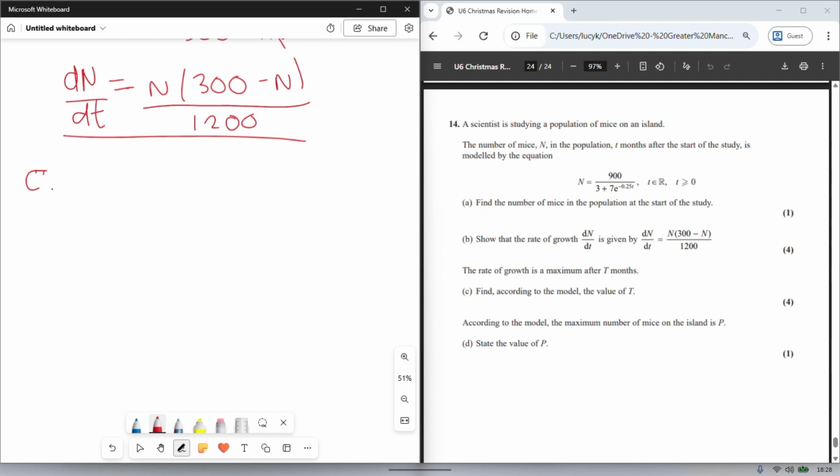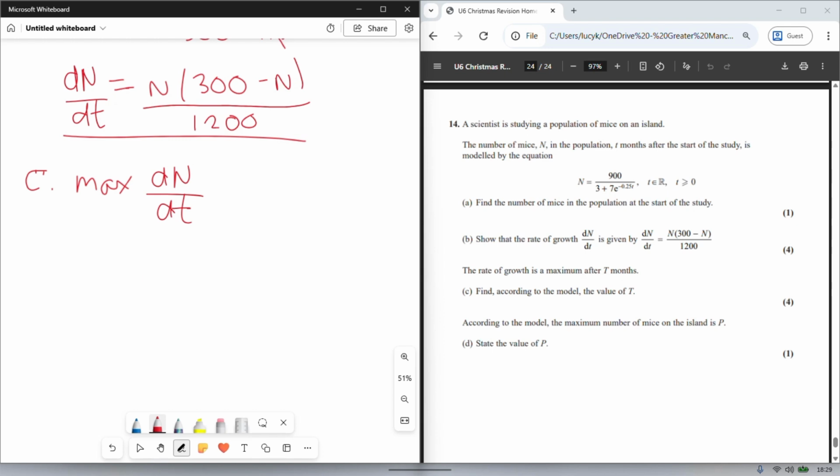So then it says, the rate of growth is a maximum after t months. Find, according to the model, the value of t. This is where you need to be really careful with the language they're using here, because this could trip you up. We want the rate of growth. We want the maximum rate of growth. That means we want the max value of dn by dt. We don't want to find the maximum point of n, we want the maximum of dn by dt.